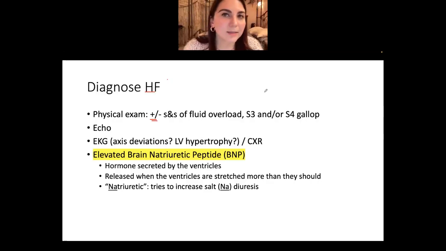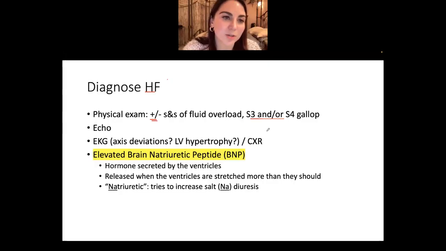One is rapid ventricular filling. One is, it doesn't matter. If you see S3, S4 gallops, these are usually going to be your heart failure sounds. Usually they'll just be mentioned in a vignette. You do an echo. With echo, you can literally calculate all this stuff, stroke volume, ejection fraction, all that stuff. You can do an EKG. Sometimes you'll get lucky and pick up on axis deviations, or you can even see left ventricular hypertrophy. You can also do a chest x-ray. Sometimes you'll see hypertrophy on the chest x-ray.